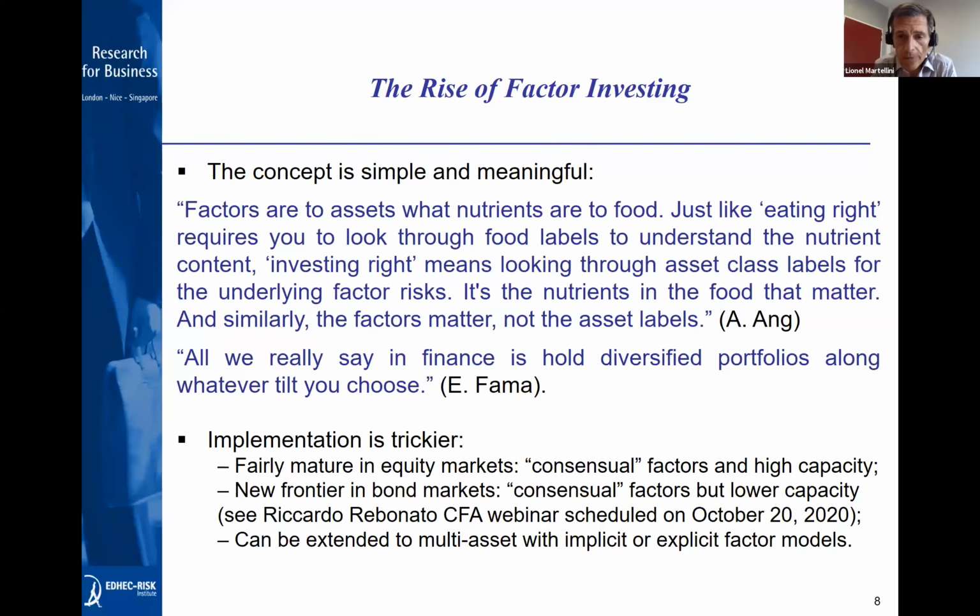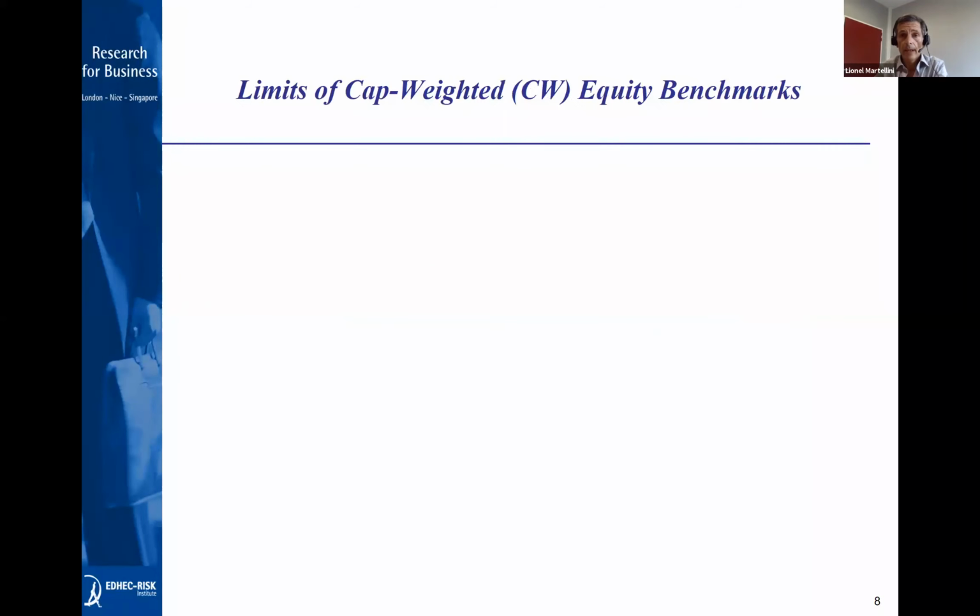And therefore, we have to work with implicit or explicit factor models that we have to statistically estimate, and that's a bit more complex. Okay, now, why do we need factor investing in the first place? What's wrong with the default option that we all have been using forever in terms of a benchmark for passive or active money management? Well, most of us have been using a cap-weighted index. Let's call it the S&P 500 index as a benchmark.